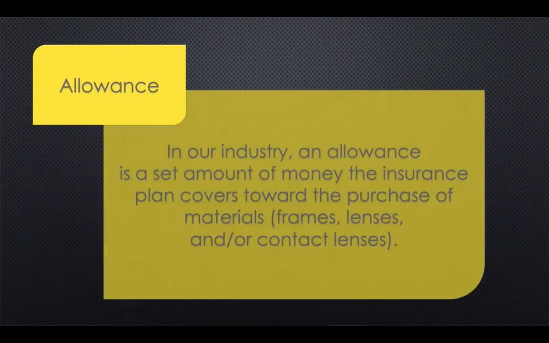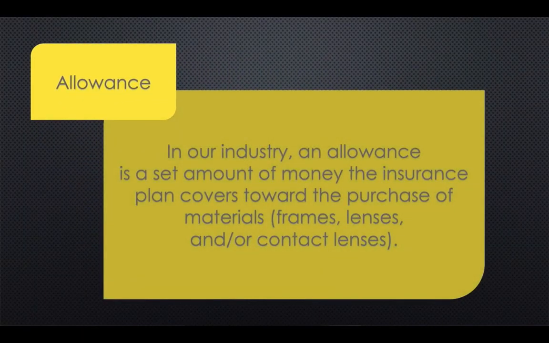The next term is allowance, which sounds an awful lot like an allowable, right? Wrong. It's different. In our industry, an allowance is a set amount of money that the insurance plan covers toward the purchase of materials, which are frames, lenses, and/or contact lenses. An allowance is different from an allowable because it's specifically used towards materials rather than an exam service charge fee. We'll dive more into allowance later in the course when we're talking about billing.